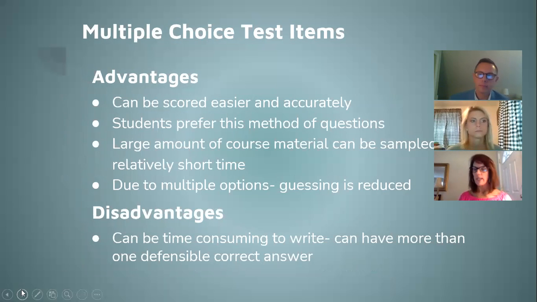And then we took a look at the multiple choice test items. The advantage of these is that they can be scored easier and accurately, and the students prefer this method of questions. The multiple choice test items have a large amount of course material that can be sampled in a relatively short time. And due to the multiple options, the guessing is reduced. So the students are not able to just have a 50-50 chance on guessing for this type of question.